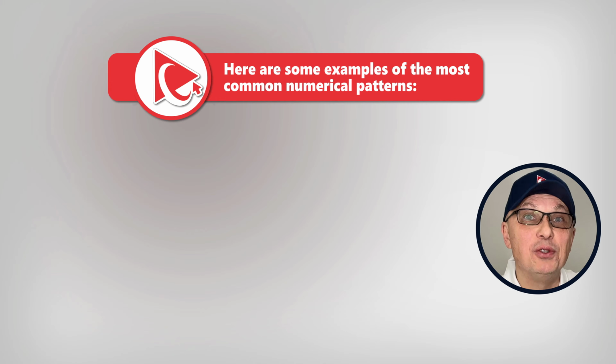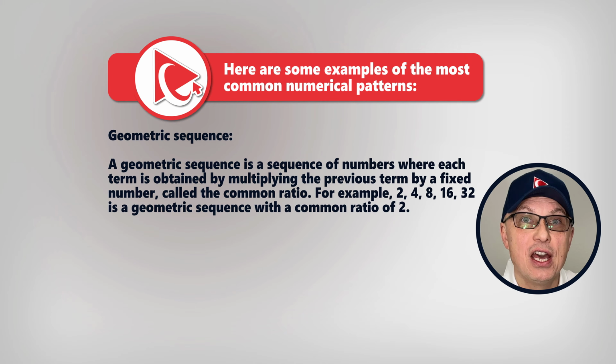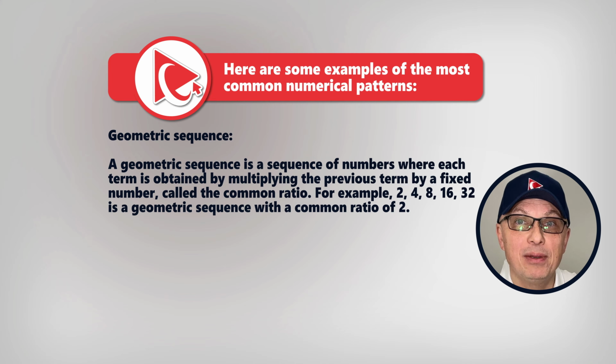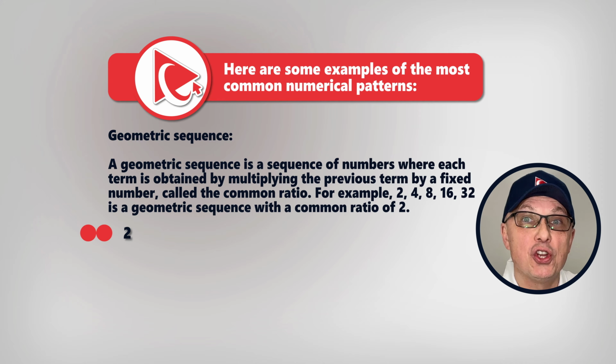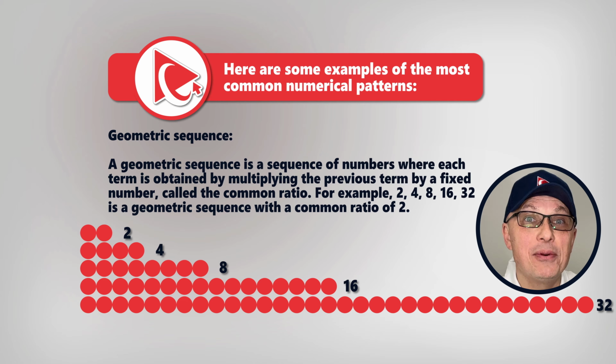Number 2 on the list would be geometric sequence. A geometric sequence is a sequence of numbers where each term is obtained by multiplying the previous term by a fixed number called a common ratio. Let's look at the example. Numbers 2, 4, 8, 16, and 32 represent geometric sequence with a common ratio of 2.